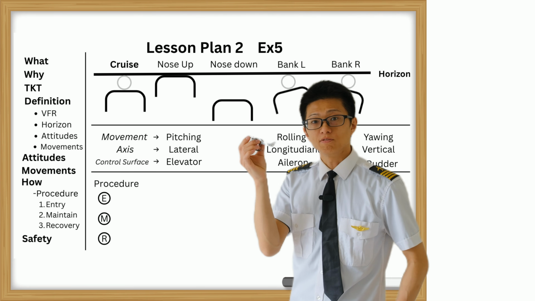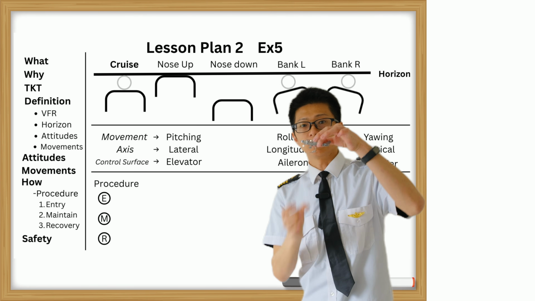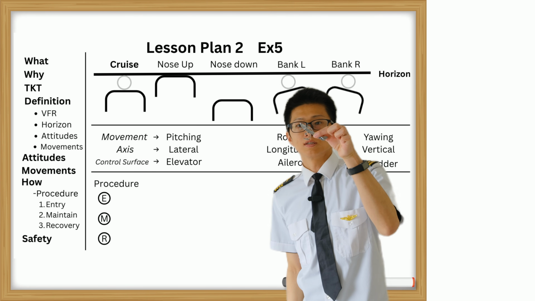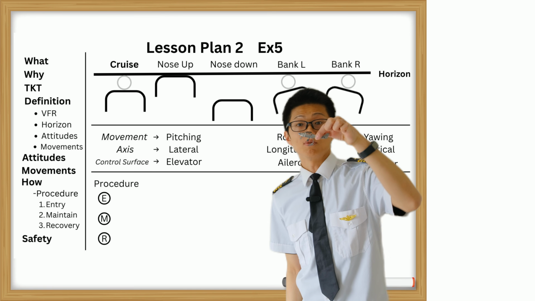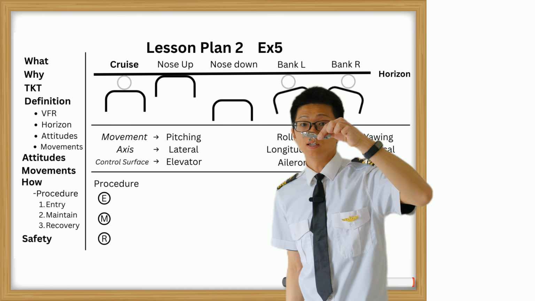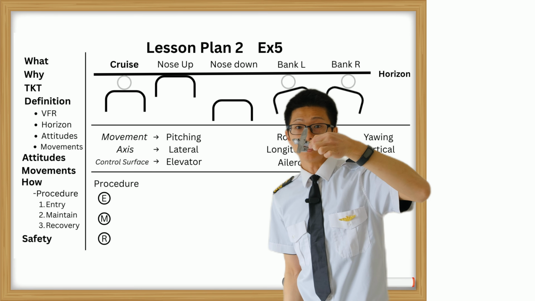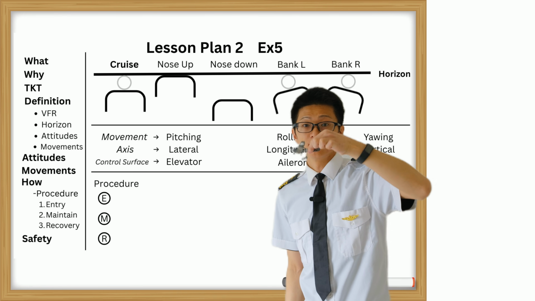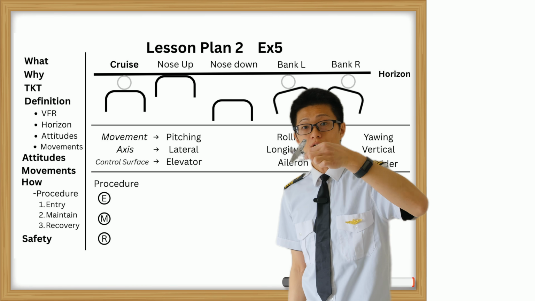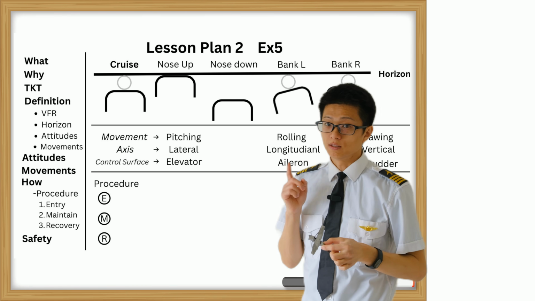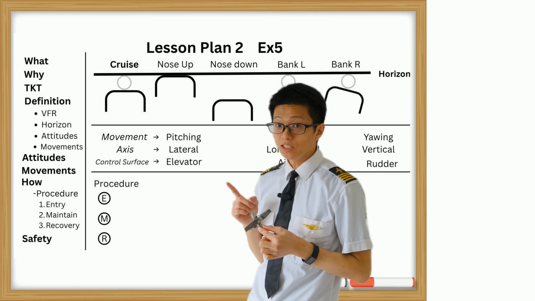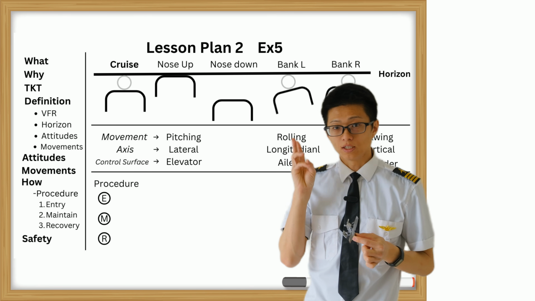So there's an aircraft right here. Aircraft might fly like this, or kind of nose pointing up or nose pointing down, okay? Or tilted bank attitude like that, right? So those transitions are called movements. And there are three movements: pitching, rolling, and yawing.